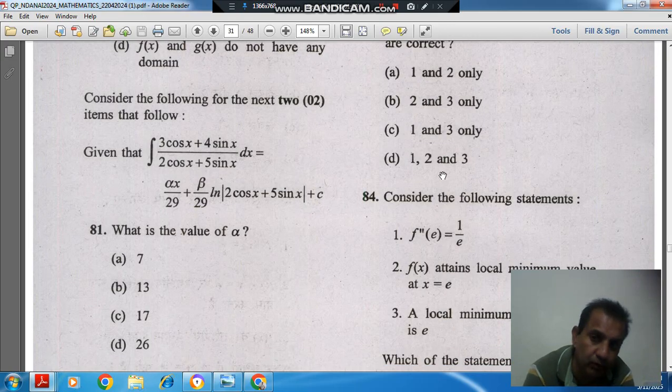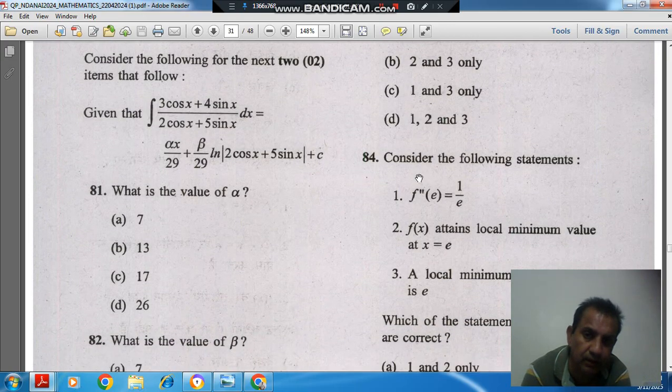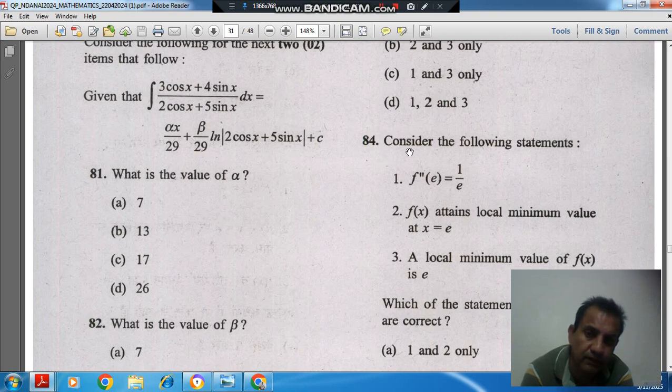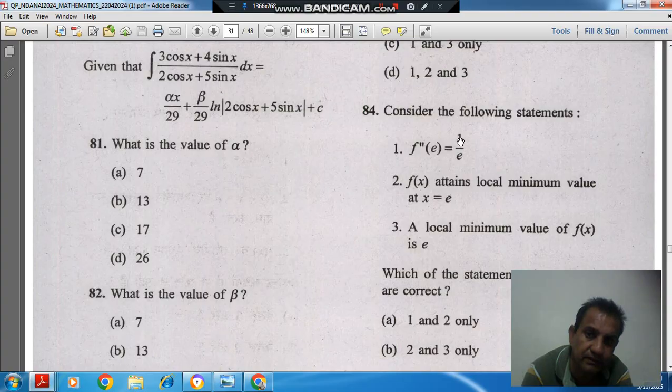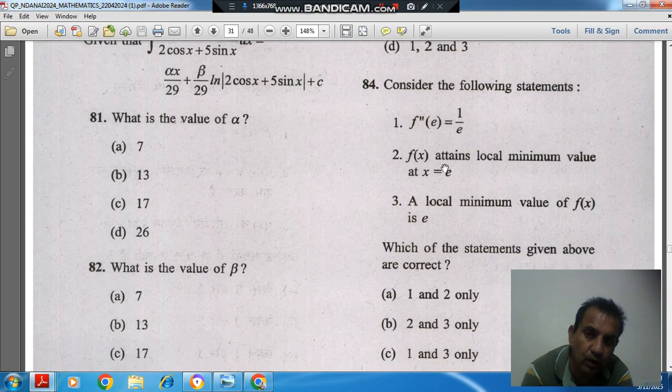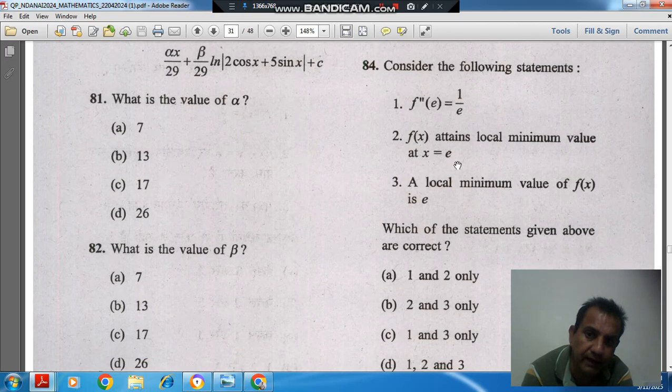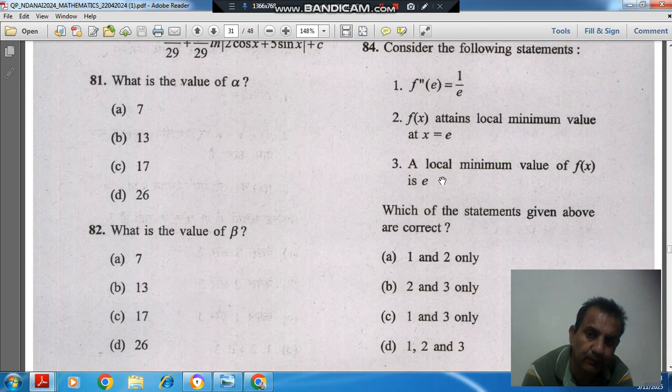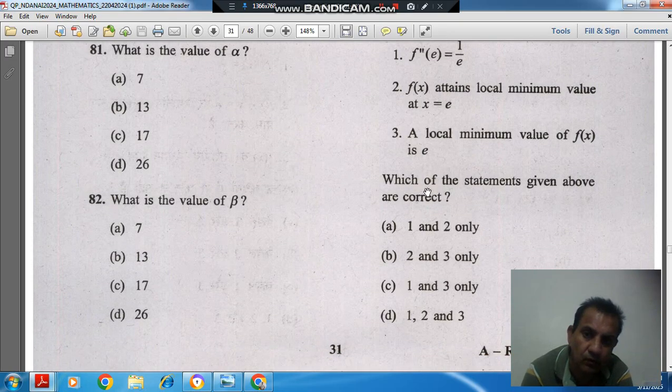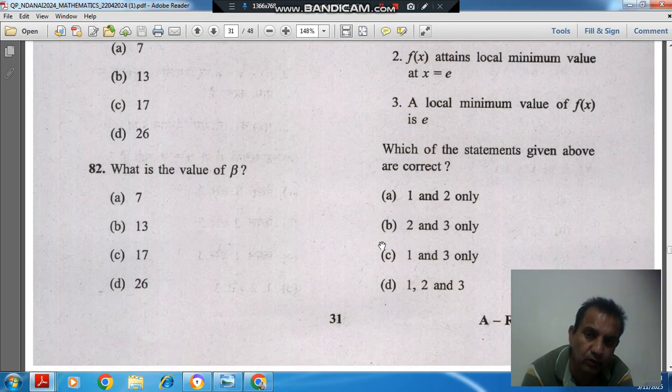And question number 84 is also based on this, so I am reading this out also. Question number 84, consider the following statements. 1. f double dash e is equal to 1 by e. 2. f(x) attains local minimum value at x is equal to e. 3. A local minimum value of f(x) is e. Which of the statements given above are correct? Option A 1 and 2 only, option B 2 and 3 only, option C 1 and 3 only, and option D 1, 2 and 3.